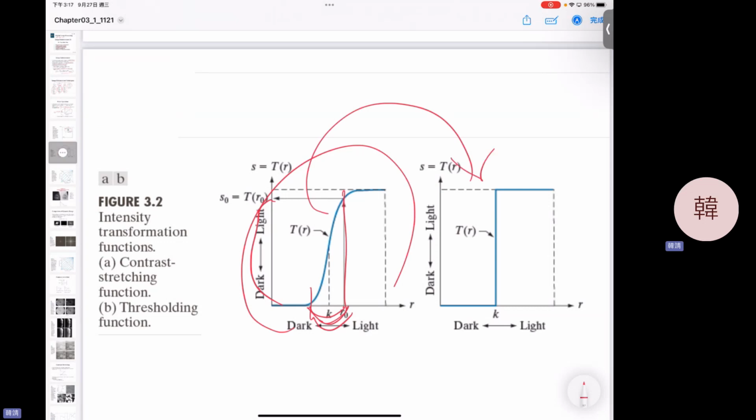So what's the extreme? When you narrow down this range to a specific level K, any intensity level less than K becomes 0 in the output, and larger than K becomes 1. So what's the result? It becomes a binary image. Your output only has 0 and 1, only two levels. We call it a binary image.